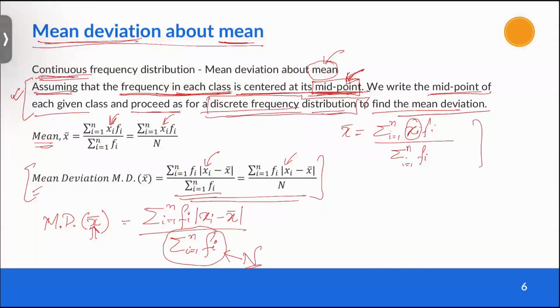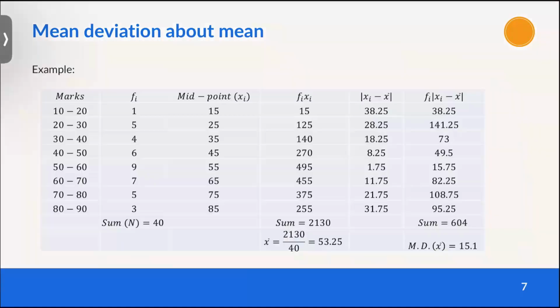So we have seen how to calculate for continuous frequency distributions by taking the midpoint. So we'll see one example. Suppose we have a class and there are 40 students in the class and this is the score. From 10 to 20, there is one student who has scored these marks. 5 students scored between 20 to 30. 4 students scored between 30 to 40. 6 students scored between 40 to 50. 9 students from 50 to 60. 7 students from 60 to 70. 5 from 70 to 80. And 3 from 80 to 90. So these are the frequency distribution of marks of a class with 40 students.